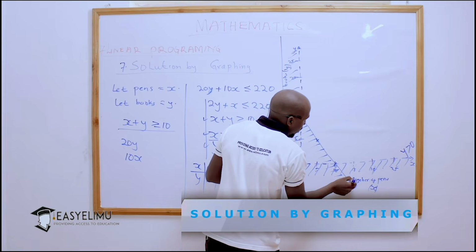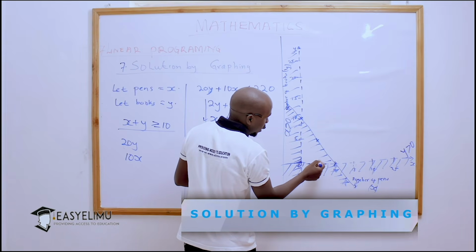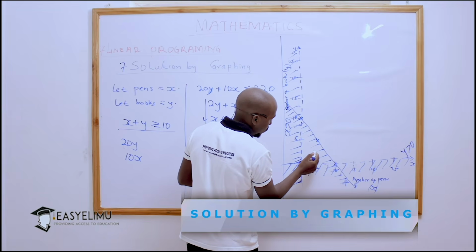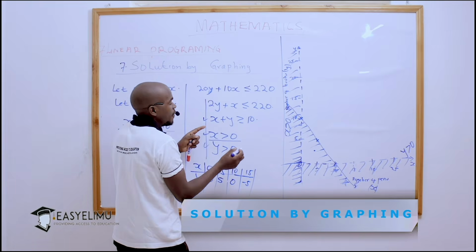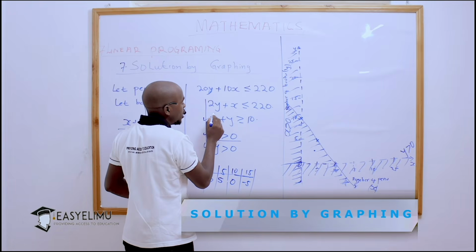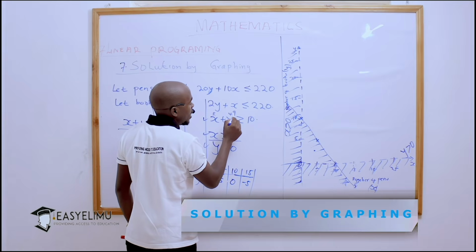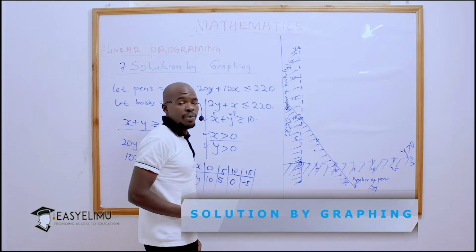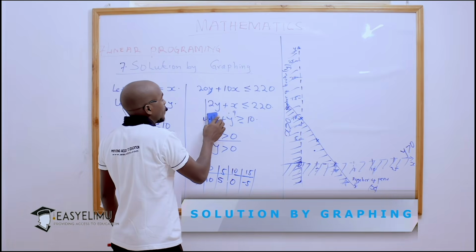How do you identify this? You take any point, for example 5 and 4, a point which is at the downward part. If you put 5 here and 4 here, you will find it is 9, and 9 is not greater than 10, so we need to shade the downward part because it's only the upward part that is working.